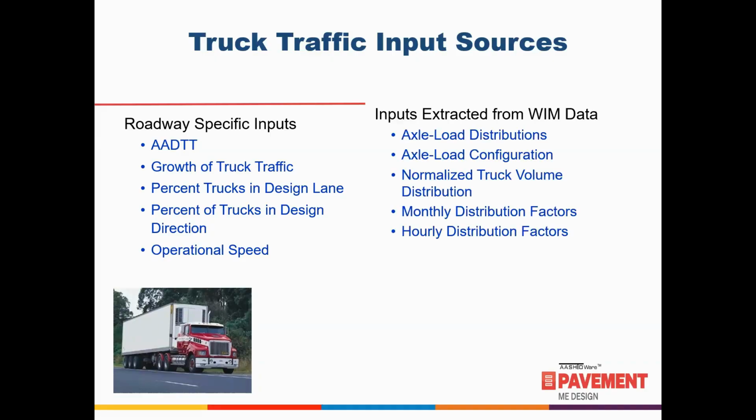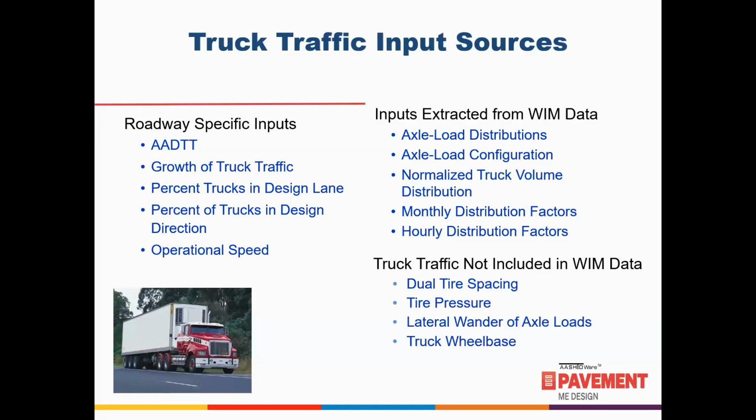And then there are the categories of inputs that can be derived from the weigh-in-motion data: axle load distributions, their configuration, the normalized truck volume distributions, monthly adjustment factors, hourly distribution factors. And then the third category is going to be particular primarily to the trucks themselves, like spacing, tire pressure, and then typically what the lateral wander is of trucks and the different wheelbase lengths.